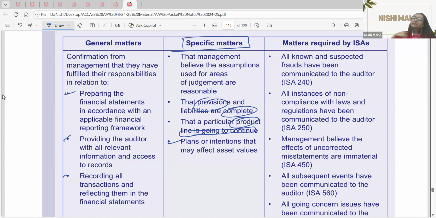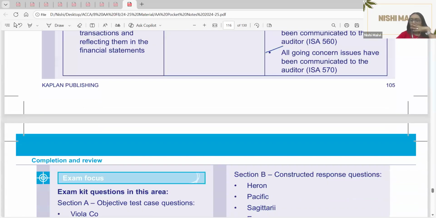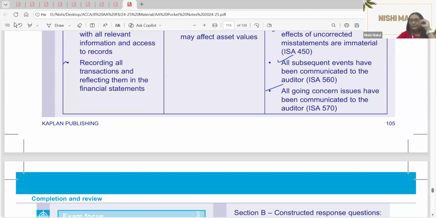And any matters required by the ISA standard. The auditor needs to ask management that all known or suspected frauds have been communicated to the auditor. All instances of non-compliance, in case there is any, they would have told to the auditor. In case management says the auditor hasn't identified them, then they will have a written representation that you only say it was presented. So how can we rely? Right? That's the thing. Management believes that the effects of uncorrected misstatements are immaterial. That can also be considered. All subsequent events have been communicated. That will also be included. All going concern matters have been communicated. The written representation letter will include all these matters. Got it?